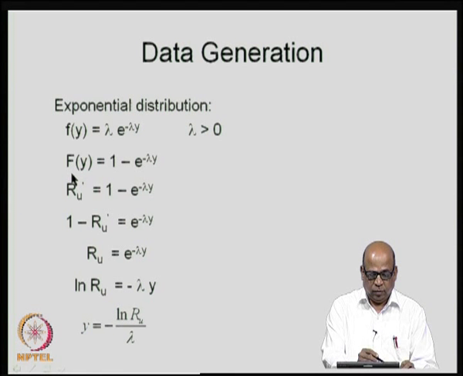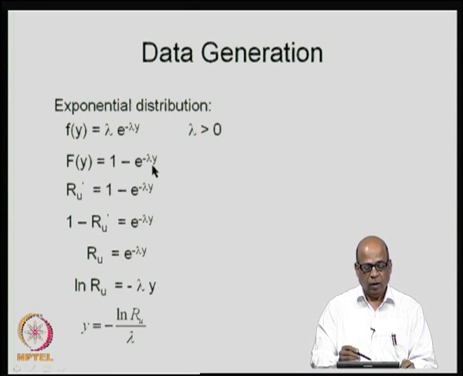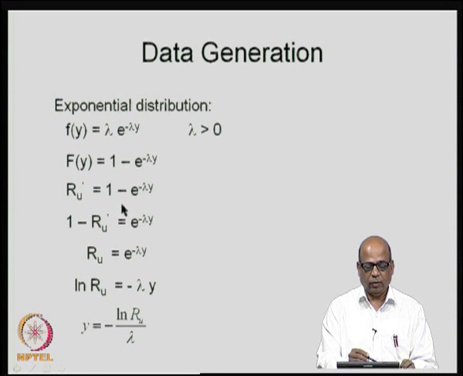So, recall that the CDF is given by F of y is equal to 1 minus e to the power minus lambda y. As I said, you take a random number from the uniform distribution and set it equal to F of y. That means you are randomly picking F of y, that is the idea there. So, r u dash is equal to 1 minus e to the power minus lambda y, and therefore, e to the power minus lambda y is equal to 1 minus r u dash.